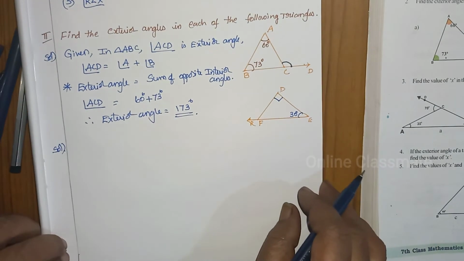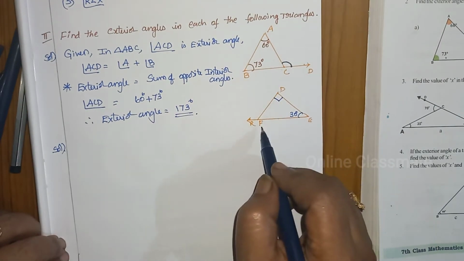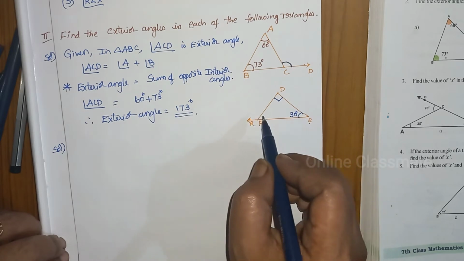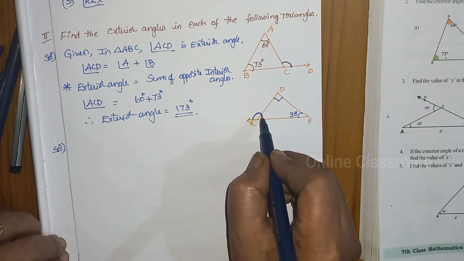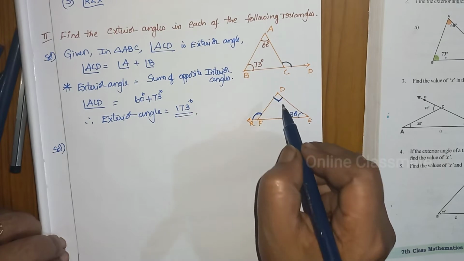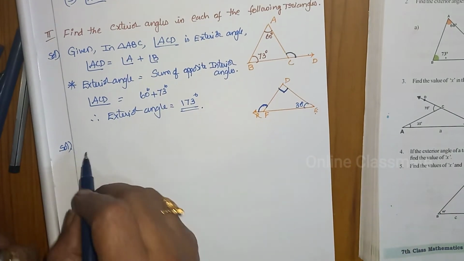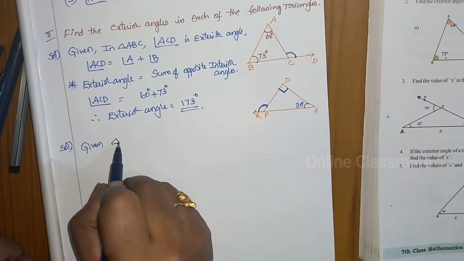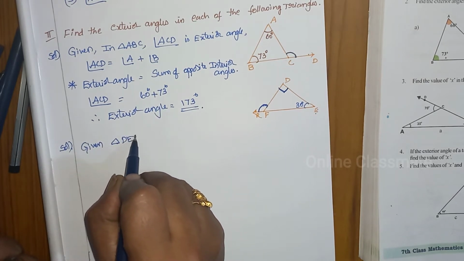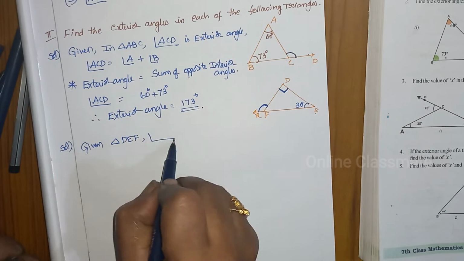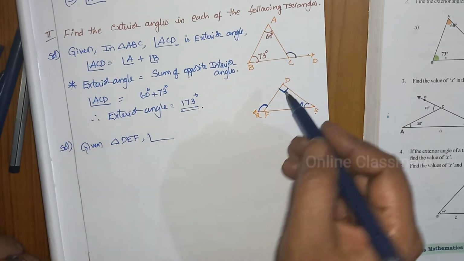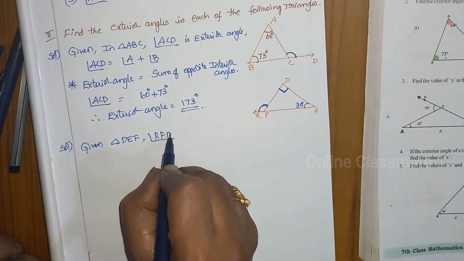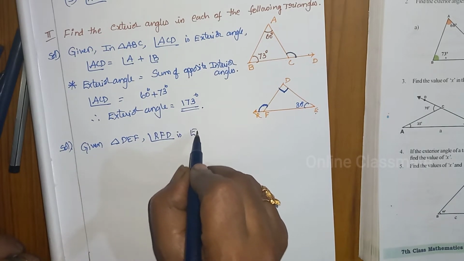Next solution. Once observe this figure. Here figure DEF is given. Angle E is 30 degrees. You should find the outside angle. Here this symbol means D is 90 degrees. Okay, given triangle DEF, angle RFD is the exterior angle.